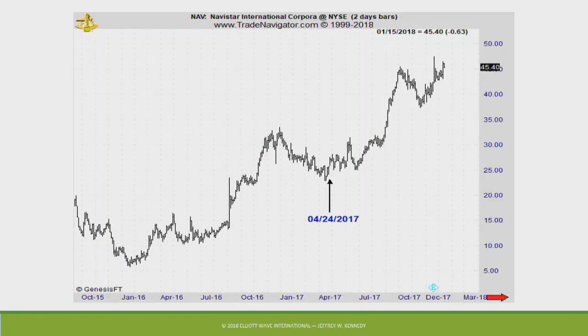Now, if you go back and take a look at Navistar now, we've finished the 5th wave move, and we're now pulling back in 3 waves. So as we move into December and January, I'm back to watching Navistar again.